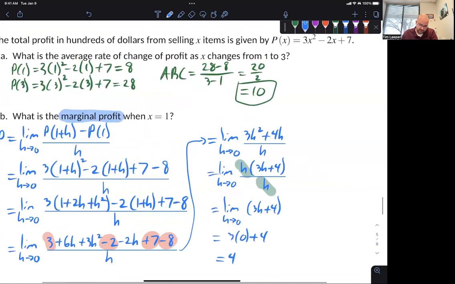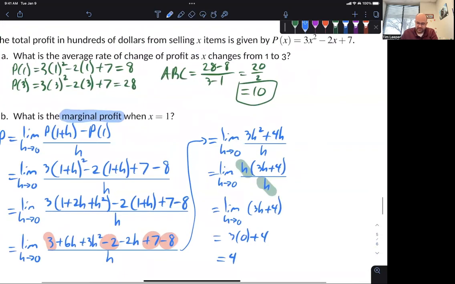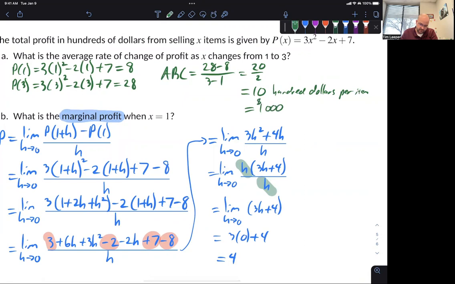be, actually, let's look at the units on A as well. The units on A, the numerator is in hundreds of dollars, the denominator is in items. So it's $100 per item. Now 10 times 100 is 1,000. So this, you could think of it as $1,000 per item. That works as well.